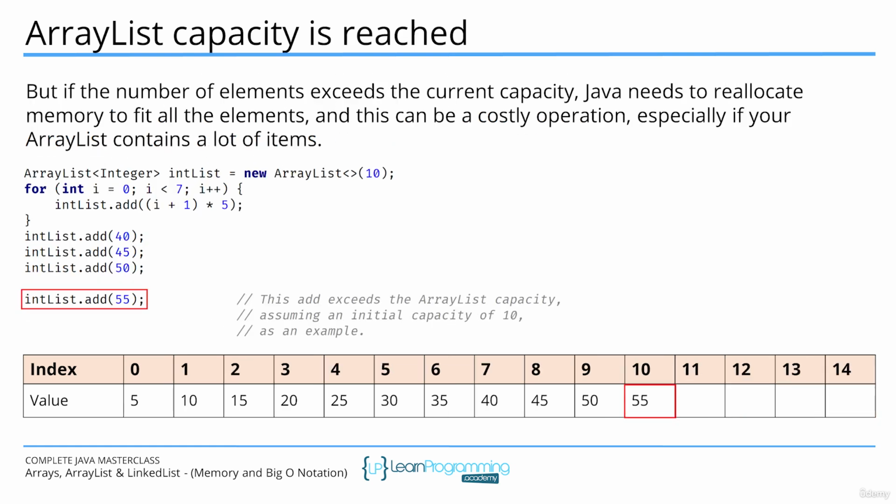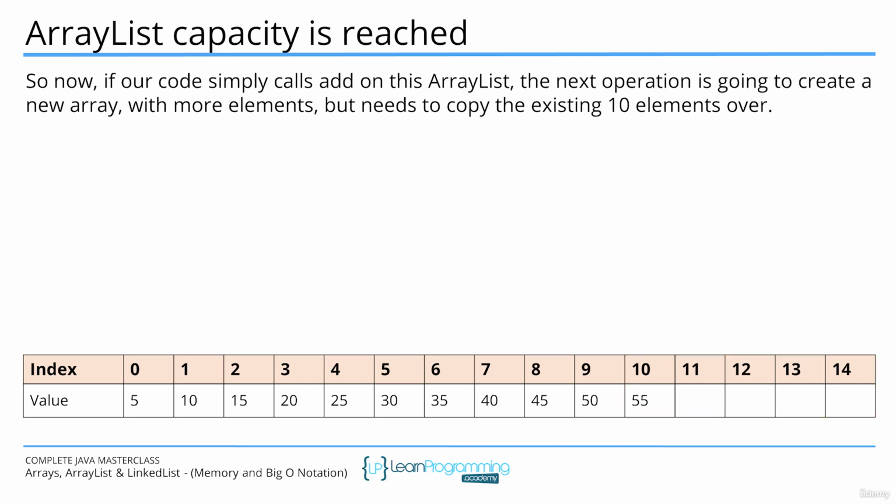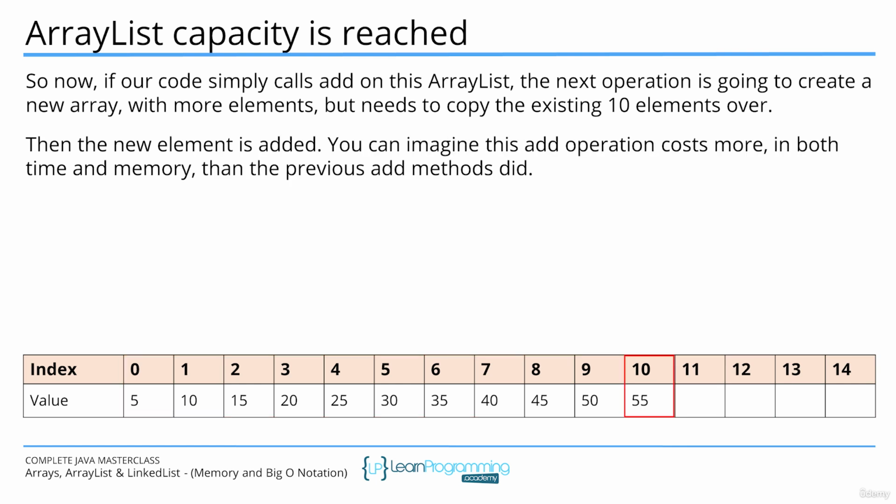But if the number of elements exceeds the current capacity, Java needs to reallocate memory to fit all the elements, and this can be a costly operation, especially if your array list contains a lot of items. So now, if our code simply calls add on this array list, the next operation is going to create a new array with more elements, but needs to copy the existing 10 elements over. Then the new element is added. You can imagine this add operation costs more in both time and memory than the previous add methods did.